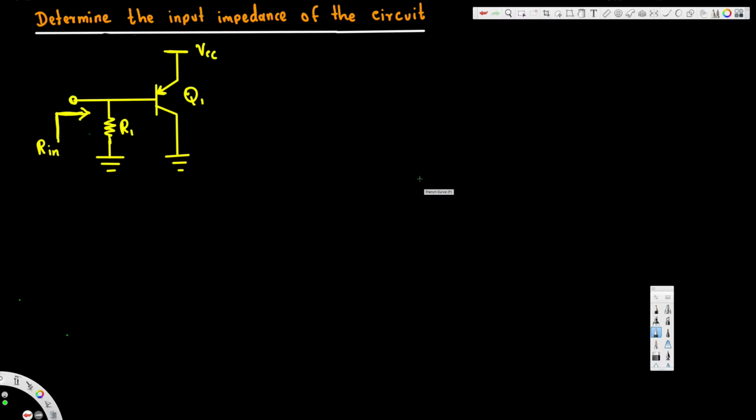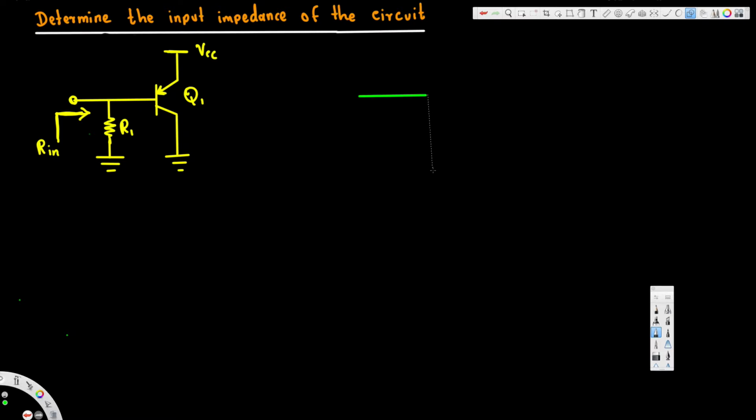In this video we are going to see how to determine the input impedance of the circuit. Here we have a transistor circuit. We are going to draw the equivalent model of this one first, then we are going to calculate the input resistance. Okay, this Q1 will be replaced with another resistance. Let's see how it's going to be.